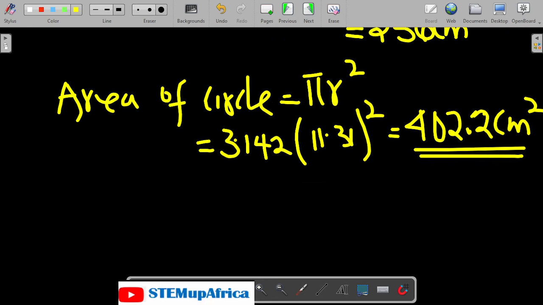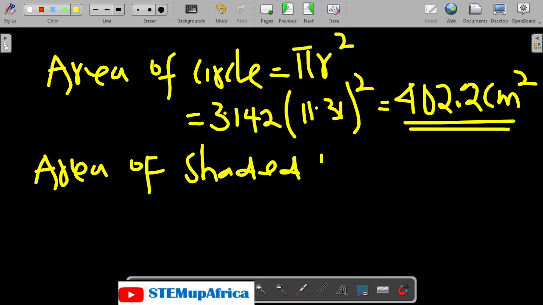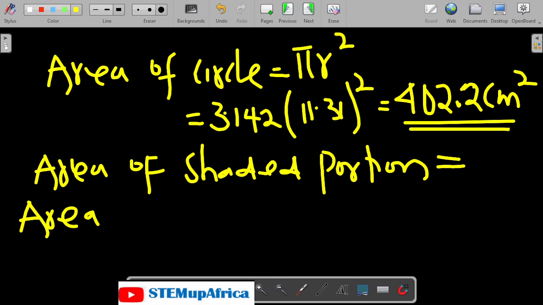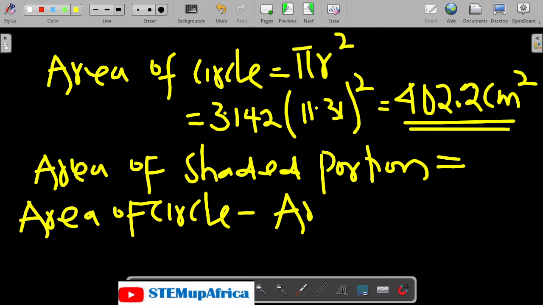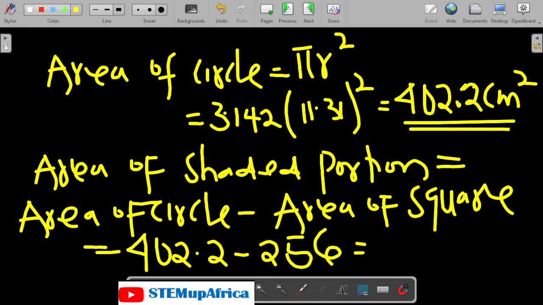So how do we find the area of the shaded portion now? Area of the shaded portion simply gives us area of circle minus area of square, which is 402.2 minus 256. What is that giving us?